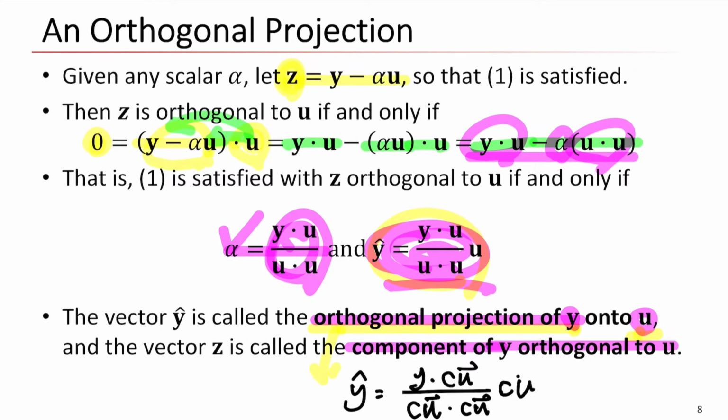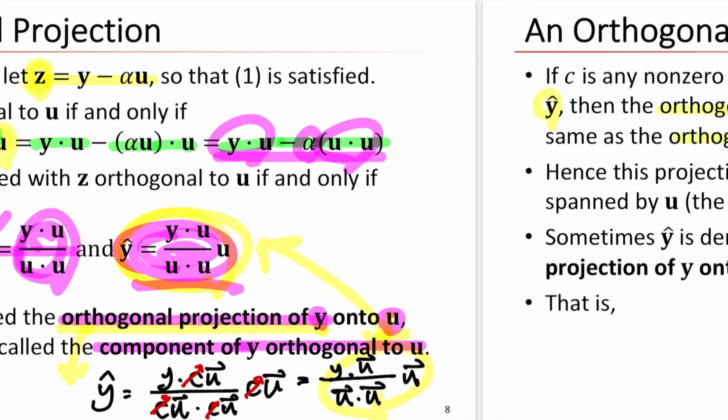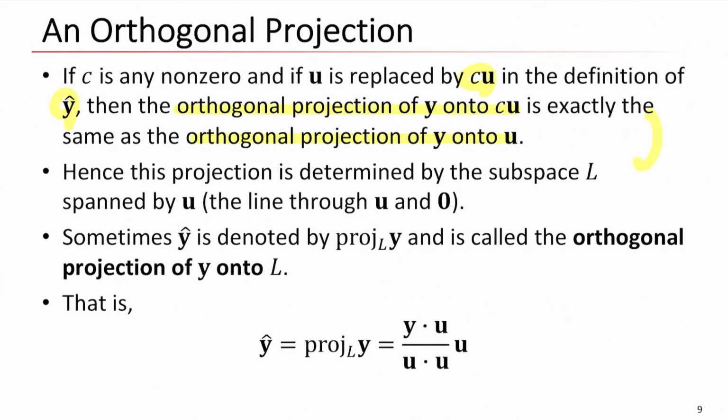C, right? So in this case, this value C is eliminated. So this term is exactly the same as this one, right? So in other words, the orthogonal projection of Y onto U is equal to the orthogonal projection of Y onto CU. Okay, so this projection is determined by the subspace L spanned by U.